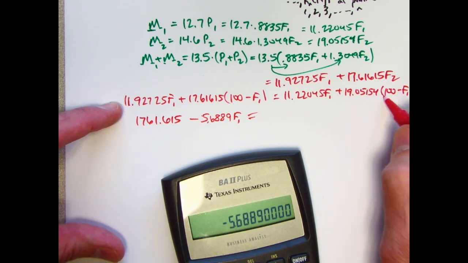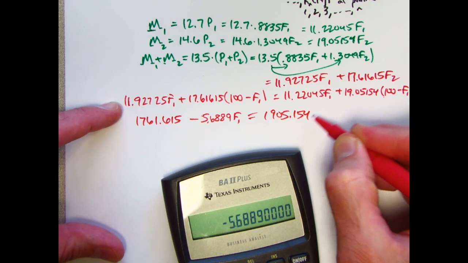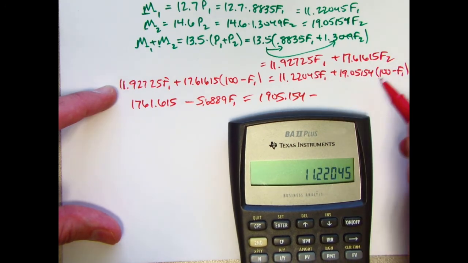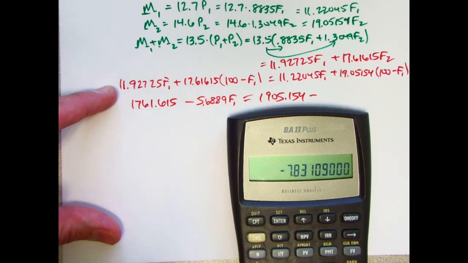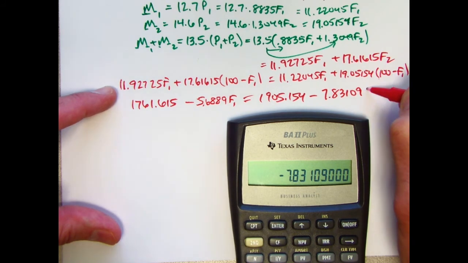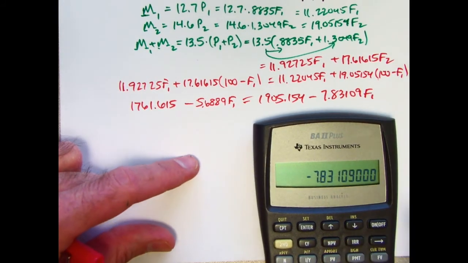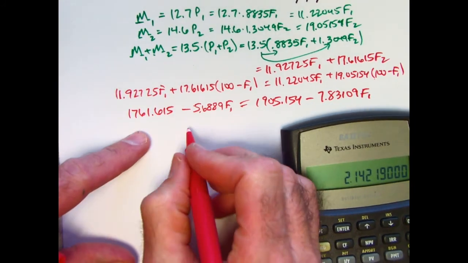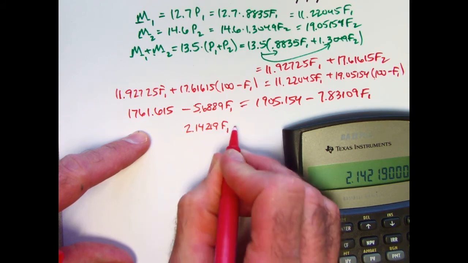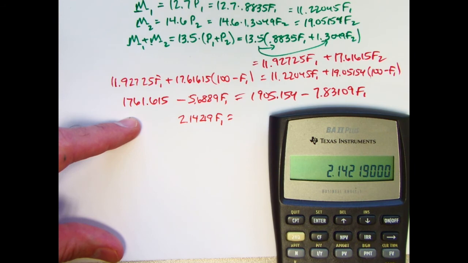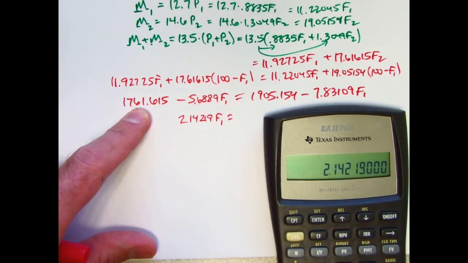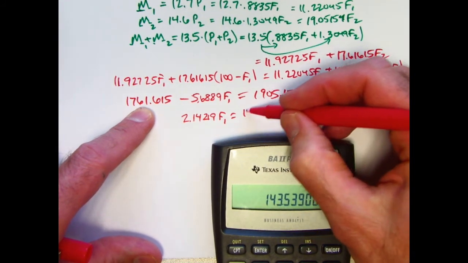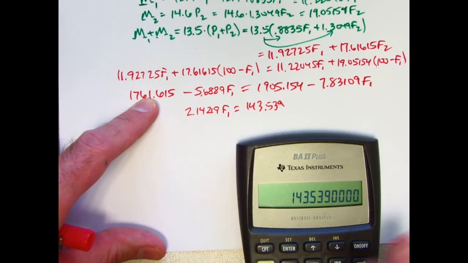Equals, the constant term here is going to be this thing times 100, 1,905.154, and then the F1 coefficient will be 11.22045 minus 19.05154, which is minus 7.83109 times F1. Let's add that to both sides. So I'll negate this and subtract 5.6889. That gives 2.14219 F1. I'll have to divide by that, so I'll store that in register 0. Take 1905.154 minus 1761.615. It's 143.539. We're almost done here, getting close.